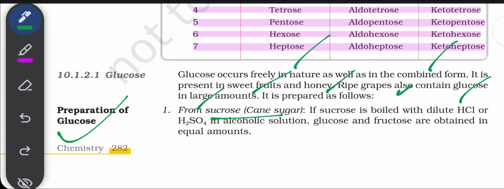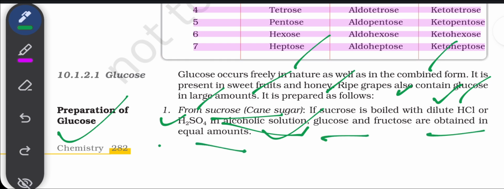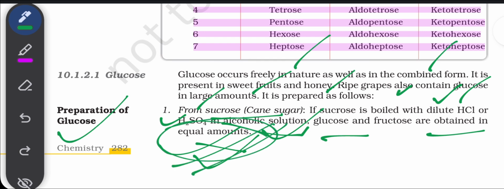If sucrose is boiled with dilute HCl or H2SO4 in alcoholic solution, very important, not basic, glucose and fructose are obtained in equal amount, not unequal amount. This is a question from AIIMS previous year. It is not unequal, it is equal amount.